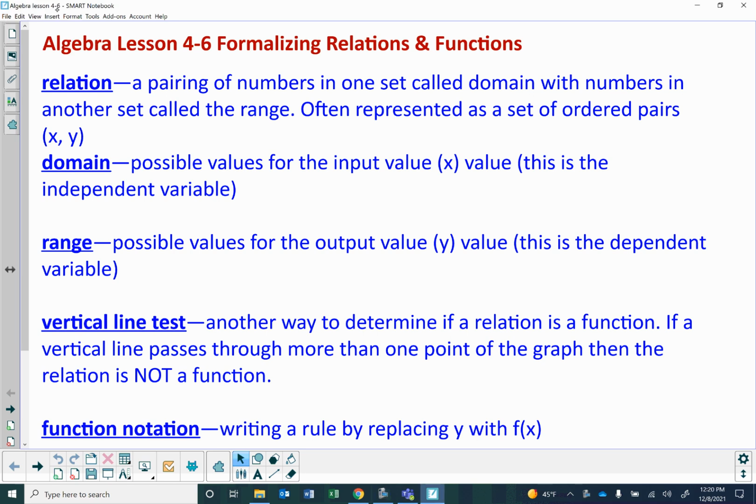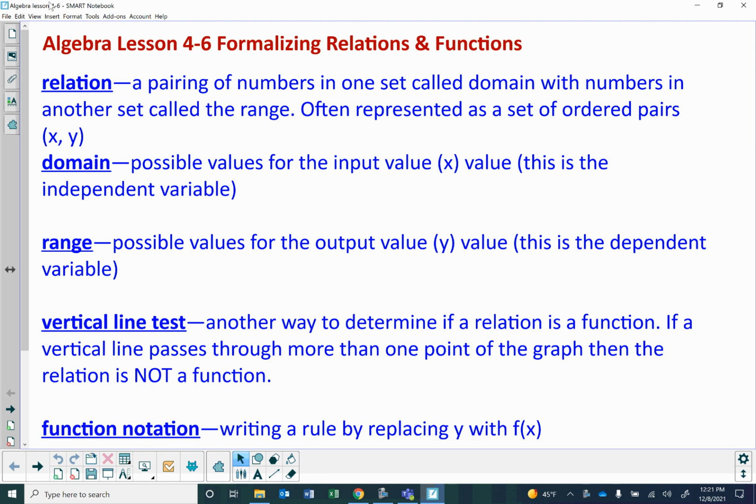This is Algebra Lesson 4-6, Formalizing Relations and Functions. Now, it's really important that you understand the difference between a relation and a function. So, we will go through this vocabulary, and I will be pretty explicit in explaining how this vocabulary relates to our lesson.